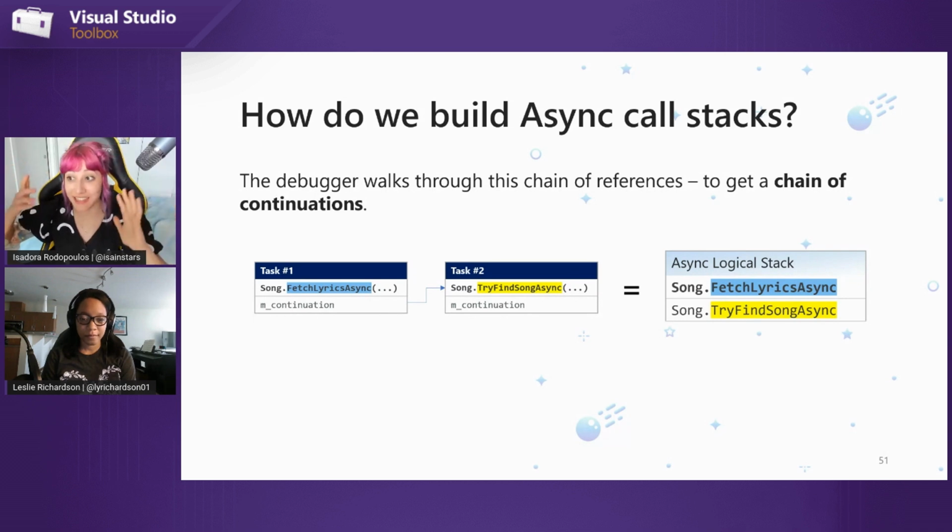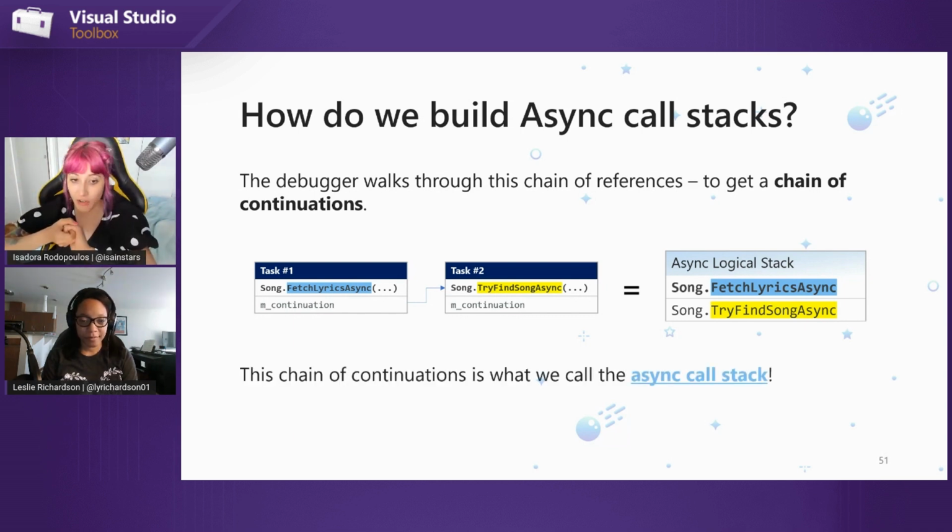But the difference is that this is all async, so it's not in a thread. It's all just manipulation of the fields in the state machine. And this chain of continuations is what we call the async call stack in the first place. So it's nothing more than manipulating all these task objects into something that is going to execute right after each other. This is all just to provide a rich debugging experience. We can click on each of these frames, in FetchLyricsAsync and TryFindSongAsync, and see the source line info and the local variables. And this is just like the sync experience.